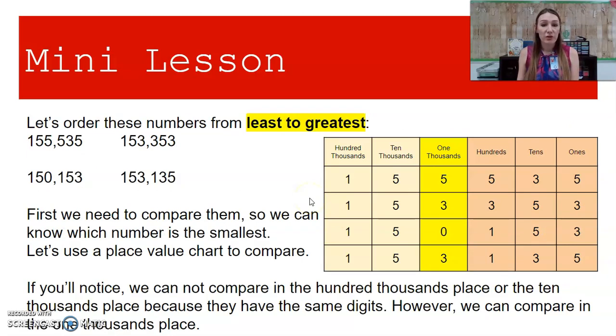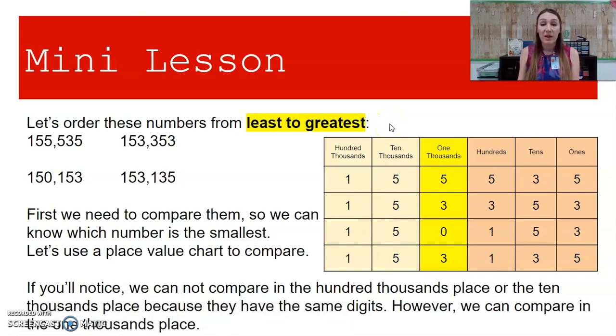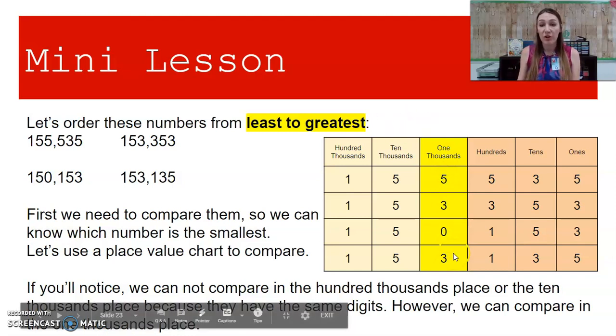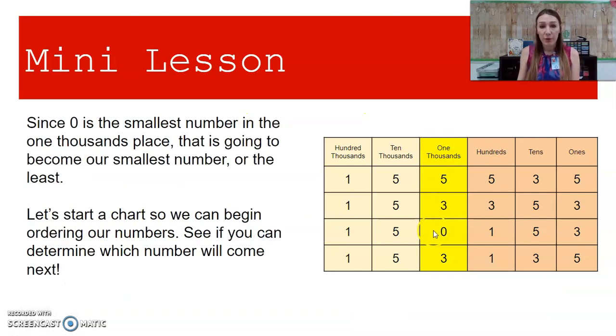So first we need to compare these numbers, so we're going to put them in a place value chart to compare. If you'll notice, we can't compare in the 100,000s place or the 10,000s place because they have the same digits. However, we can compare in the 1,000s place because those digits are not equal. Since 0 is the smallest number in the 1,000s place, that is going to become our smallest number, or the least. Let's start a chart so we can begin ordering these numbers.